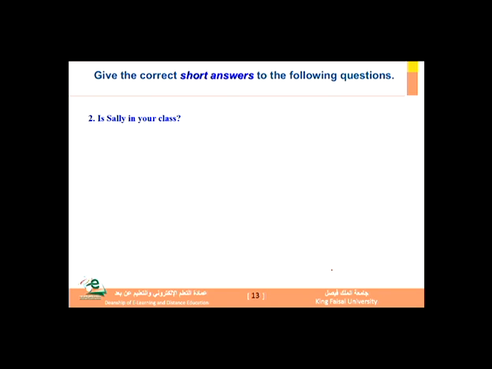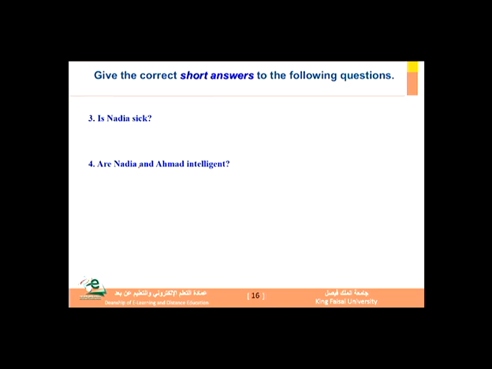So, is Sally in your class? If we say yes, we can say, yes, Sally is in my class. Or, instead of Sally, we can use a pronoun, which is she. So we can simply say, yes, she is. What if she is not in my class? No, she is not. So basically, Sally is a noun, and she is a pronoun.